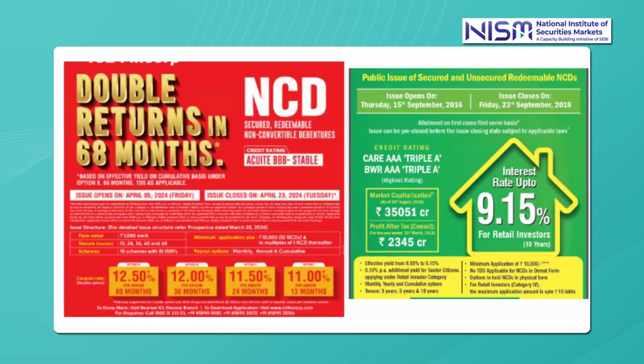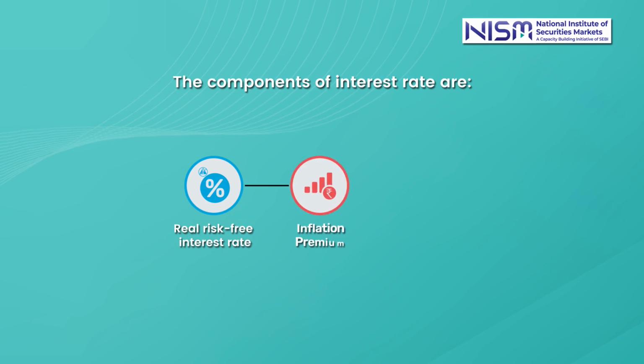That means if the investor is looking for monthly payouts, then there is an option of monthly. It can be annual also, and it can be cumulative, meaning when the bond matures, towards the end of the tenor, the lump sum amount will be given. So these are the different options. With every option, the rate differs, right? How is this interest rate made up?